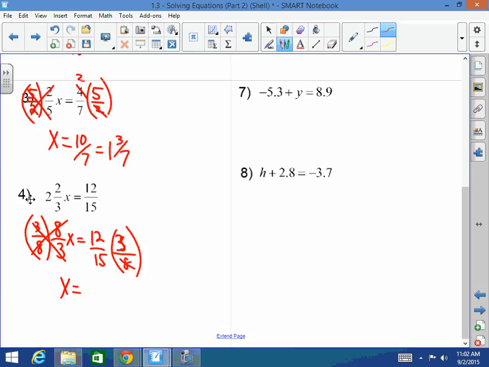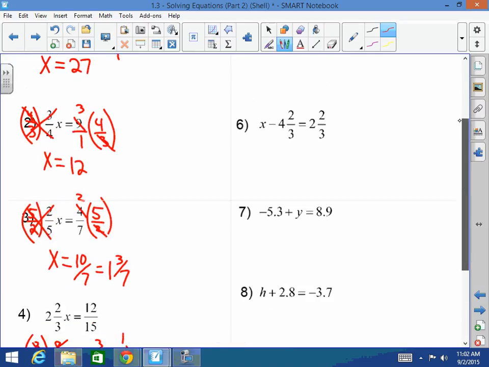4 goes into 8 2 times. 4 goes into 12 3 times. 3 goes into 3 1 time. 3 goes into 15 5 times. So I've got 3 times 1, which is 3, and 5 times 2, which is 10. So I've got 3/10.